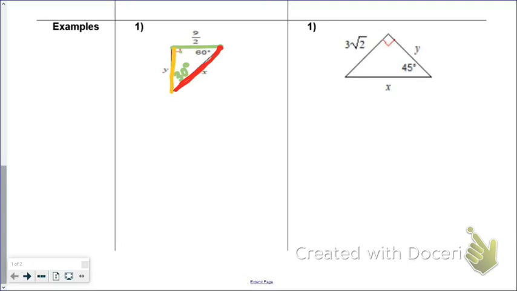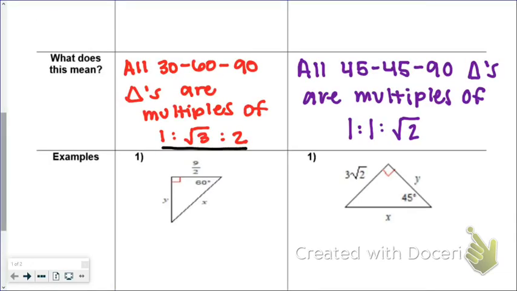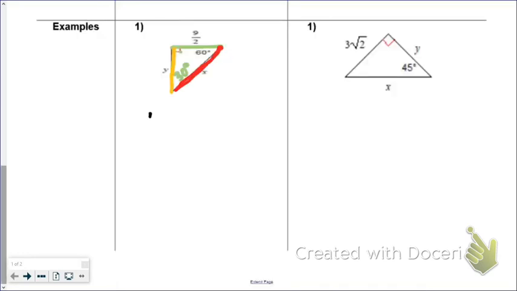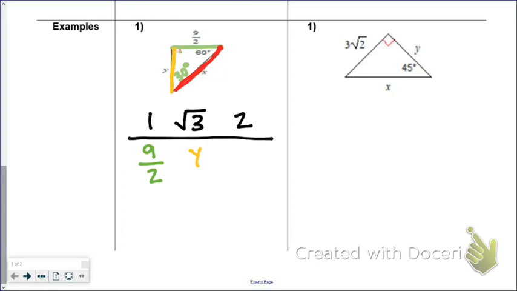All right, so how we're going to do this is we're going to start off with the ratio. Like I said over here, our ratio for 30, 60, 90 triangles is 1 to the square root of 3 to 2. So I'm going to put this up here, 1, square root of 3, 2, and we're going to create our chart. Right now, we're going to put our small side under 1, which we know is 9 over 2. Then I'm going to put my medium side under root 3, which we know is y, and my big side under 2, which in this case is x. So we're trying to solve for x and y here.